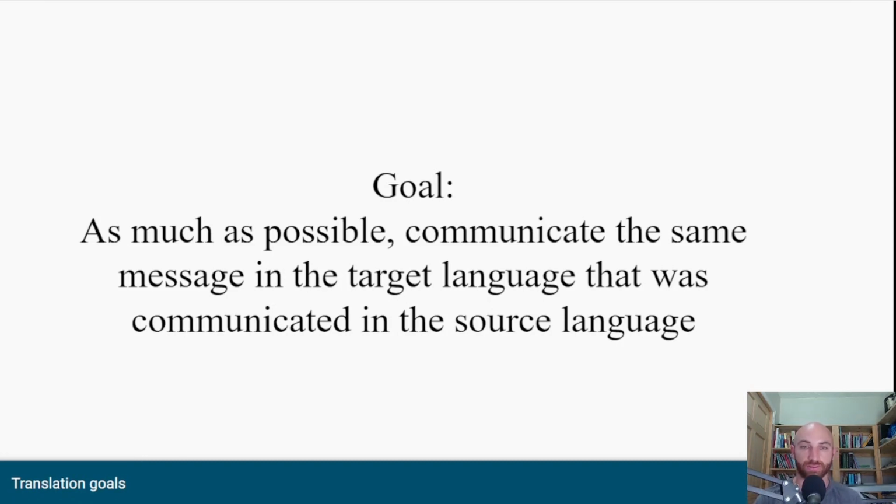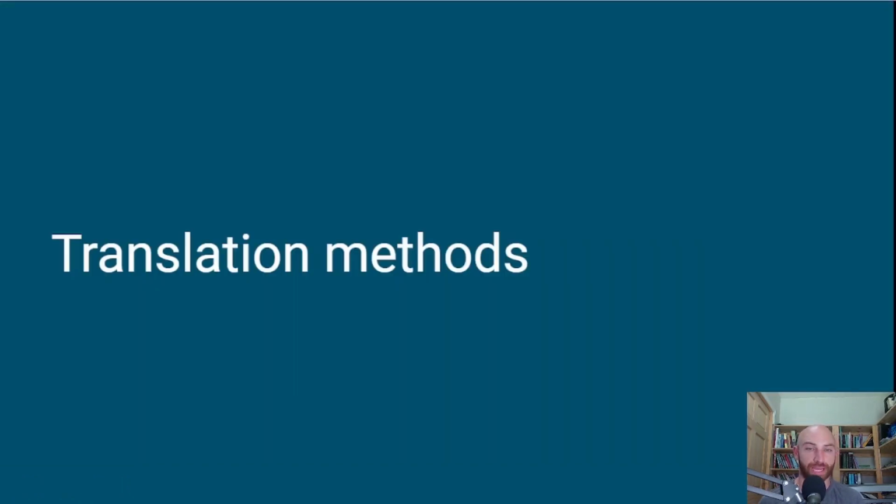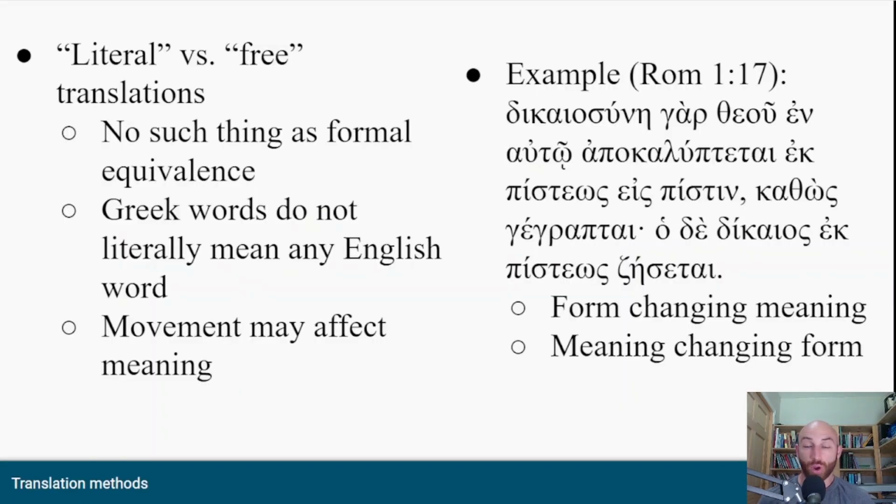And we'll get back to this later. But this is the goal, right? Is to transfer meaning from one language to the next. So the question is, how do we do that? There are a lot of different ways to do this. Really, the big dichotomy that has been set up, which I'm about to suggest is kind of a false dichotomy, is literal versus free translations.